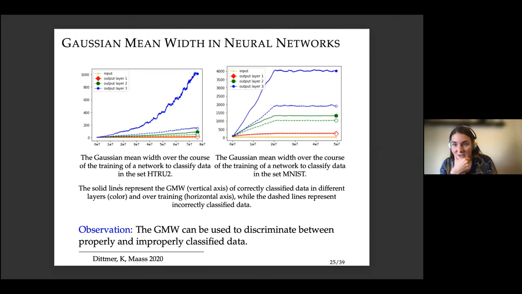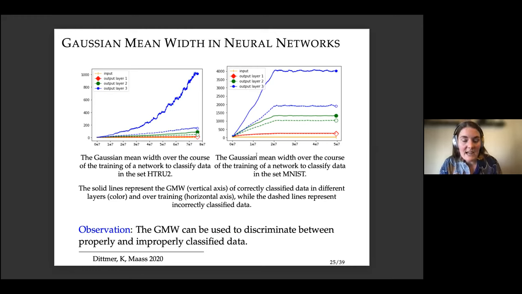So this is another sort of heuristic look into neural networks. And now let me explain what these two different plots mean. Again, we're looking at two different plots where we're playing the same game in two different kinds of networks. They're the same architecture for both, but one was trained to classify data from the HTRU2 data set, which is concerned with identifying pulsar stars. And then on the right-hand side, the very, very basic MNIST, so you're identifying hand-drawn digits.